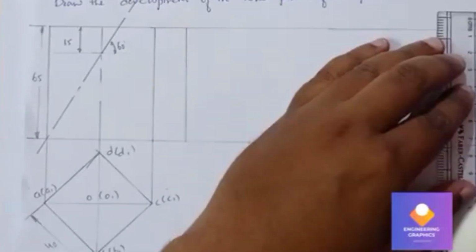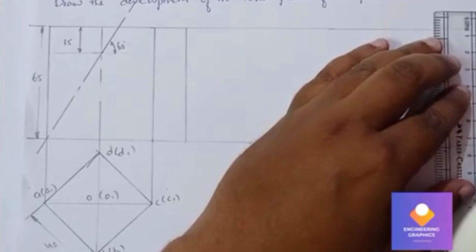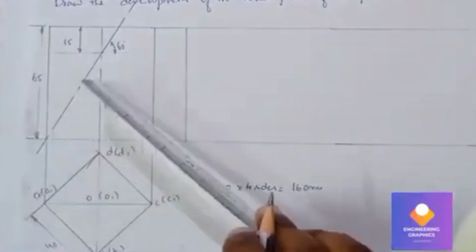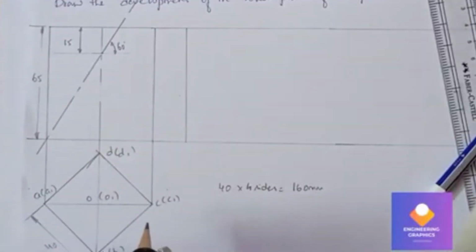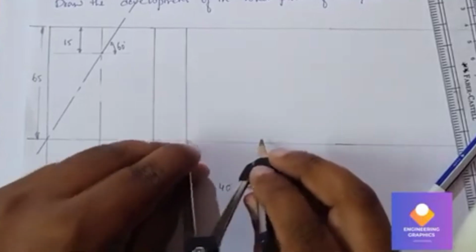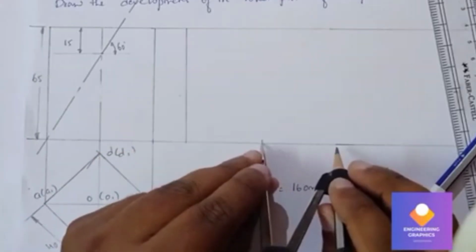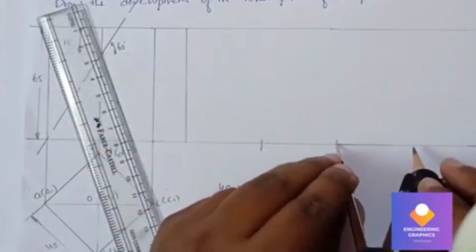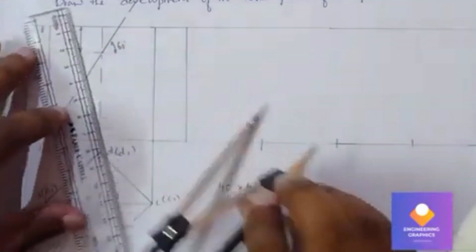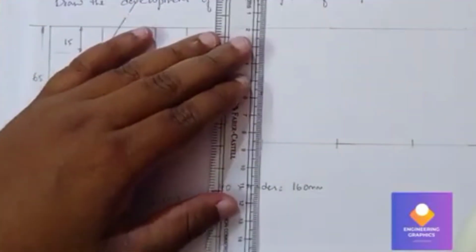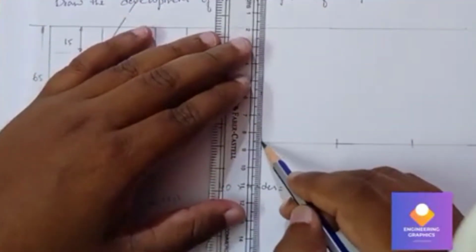So join this. Till here we get the development of this square prism. Now you can see after this, it has 4 sides, so we can measure 40 mm and cut 4 arcs here, exactly 4 arcs. So we can extend this.